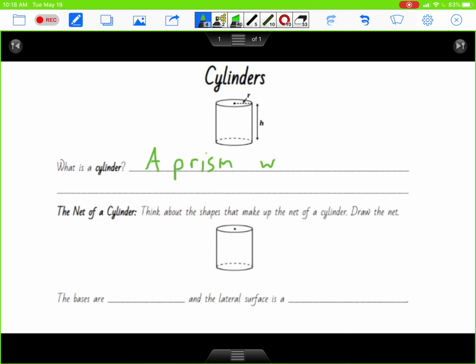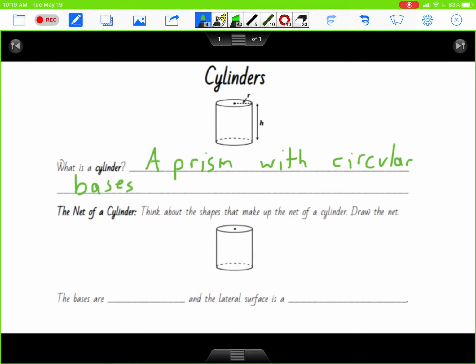A prism with circular bases. Pretty easy. The bases are circles. That's it. Okay, so that leads us to our net.